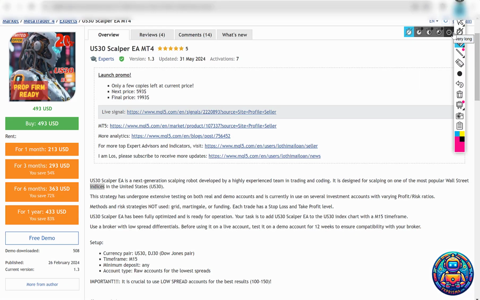Now, as we can see, people are actually purchasing this EA for 493 US dollars, and basically it is a next generation scalping robot developed by a highly experienced team, according to the creator of this EA, and it is designed for scalping one of the most important and popular Wall Street indices in the United States, US30.